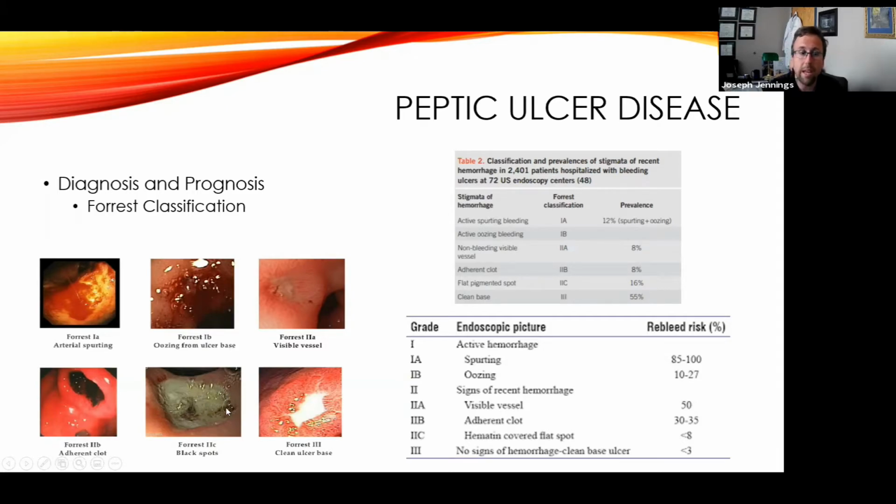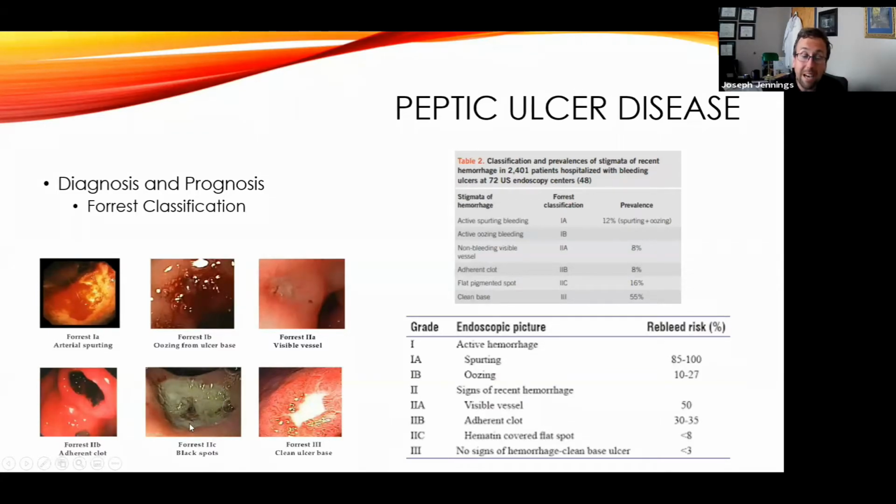Heal it with a PPI, get them off any unnecessary NSAIDs. If they have H. pylori, treat it. We biopsy these because sometimes malignancy can present as an ulcer. There are some more classic malignant-appearing ulcers than others, but everyone's been surprised.